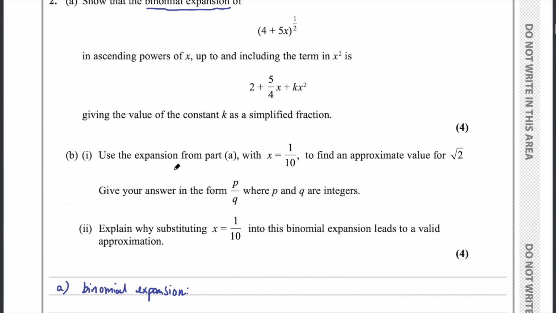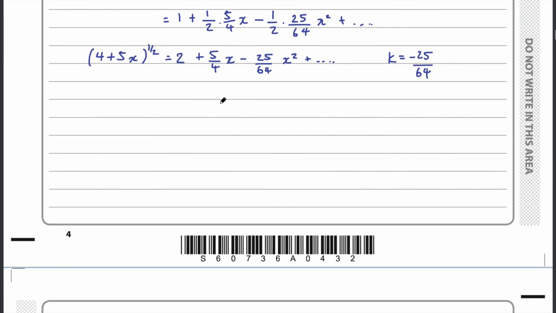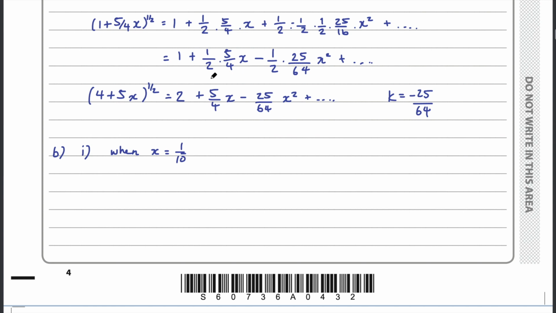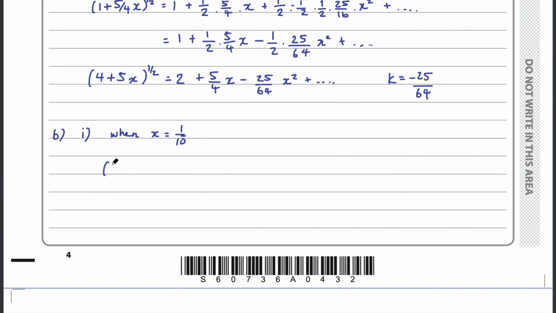Part B says, use the expansion from part A with x equal to 1 over 10 to find an approximate value for root 2. Give your answer in the form p over q, where p and q are integers. Okay, so let's take our answer from part A. We can approximate when x equals 1 on 10, the value of root 2. So when x equals 1 on 10, well, let's substitute it into this expansion. I would start by writing that expression first, 4 plus 5x to the power of a half equals 2 plus 5 on 4. And then when we get to x here, we need to substitute 1 on 10 in. Okay, so this is going to be minus 25 on 64 times 1 on 10 squared, which is 100.